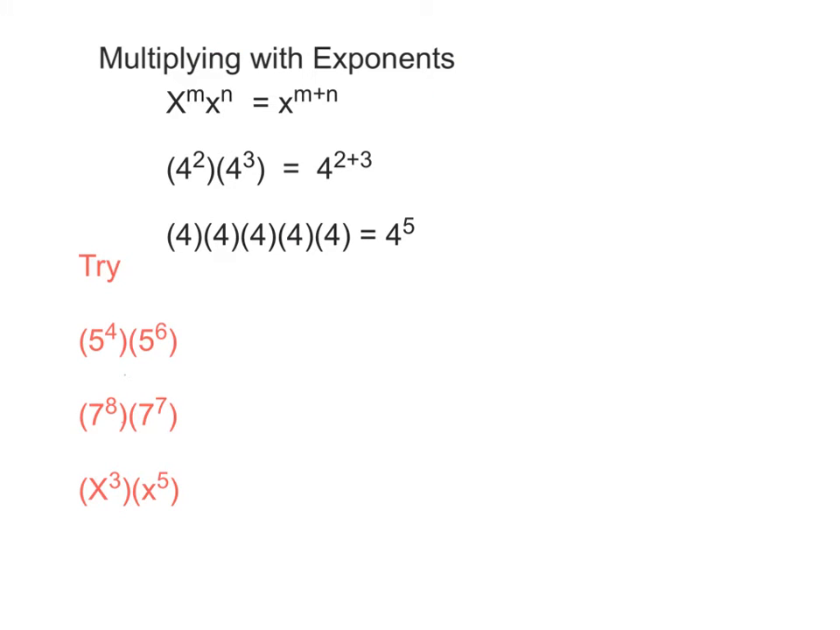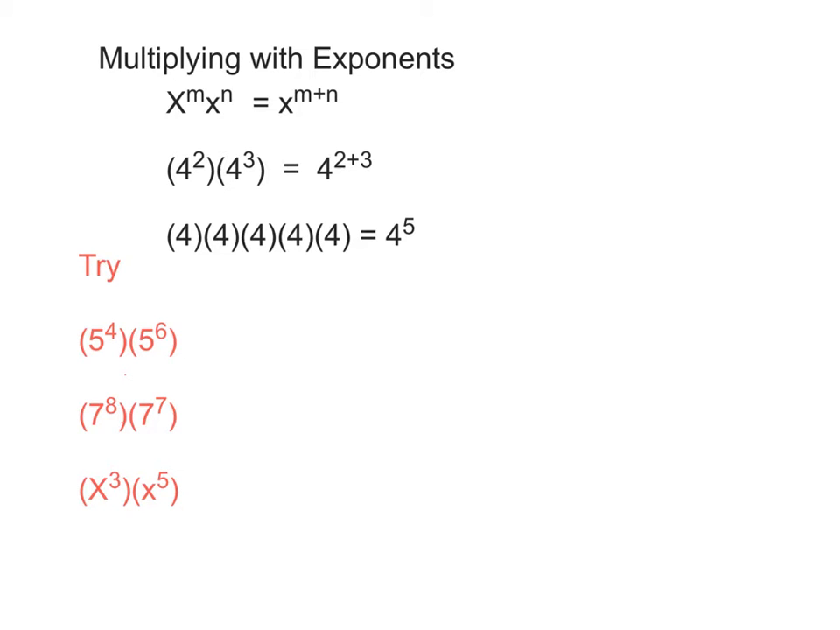When we multiply with exponents, we add the powers. We keep the base, we add the powers. So 4 to the second times 4 to the third would be 4 to the fifth because we're adding the power. Pause the video and try the problems on the bottom in pink.